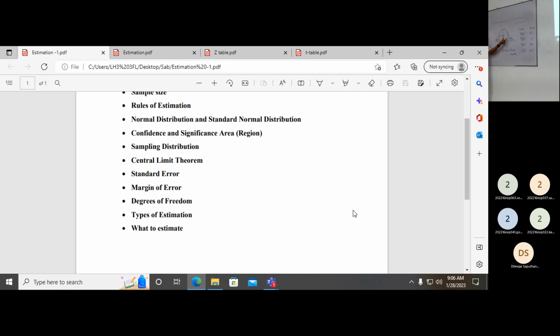This is the confidence. This is the significance. Then 95% confidence means these 2 points, 1.96. 99% confidence, these 2 points will be 2.58. 90% confidence, these 2 points will be 1.65. 68% will be 1.00. According to the Z distribution, you need to understand how to take them from the Z table.